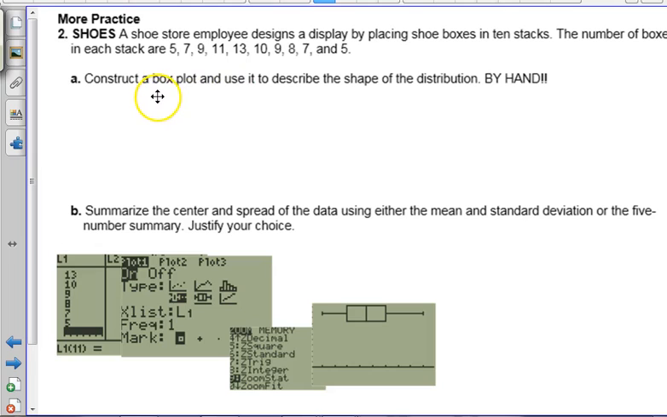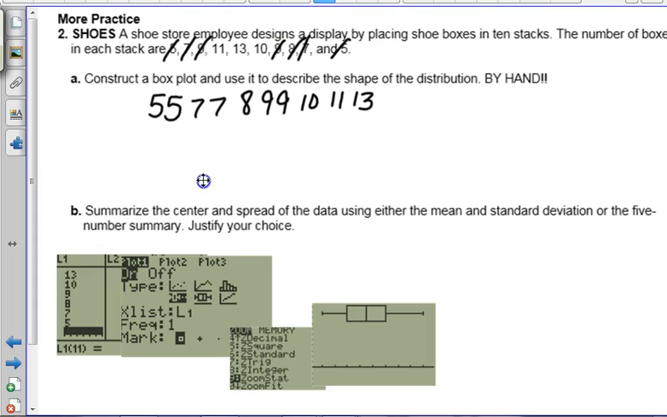But anyway, put those in order for me real quick. 5. There's another 5. What else we got? 7. Two 7s. Then what? An 8. 9, 9. 10, 11, and 13. Okay. So what the calculator does to find the median is puts them in order and picks out the middle one. So which is the middle of these, guys? Well, the middle would be right here. So the median is going to be 8.5.